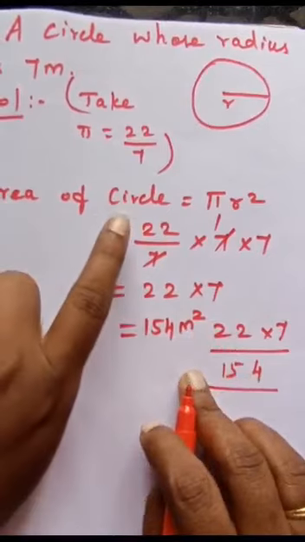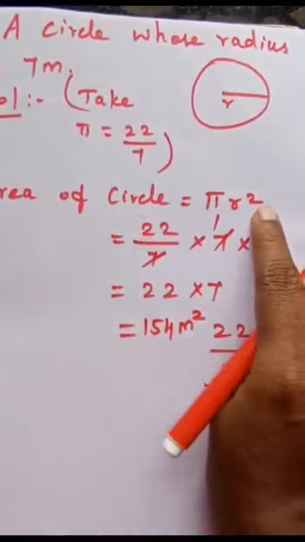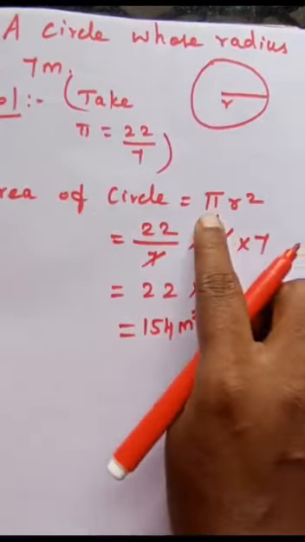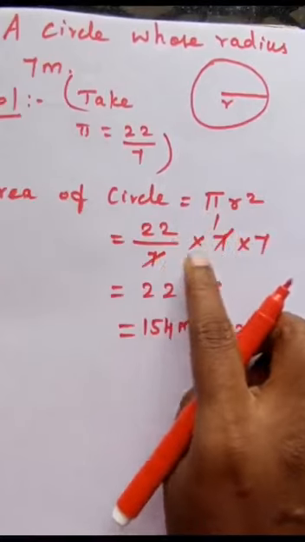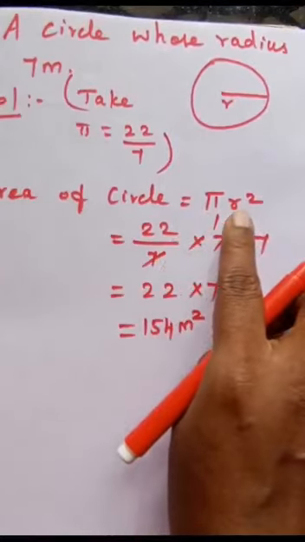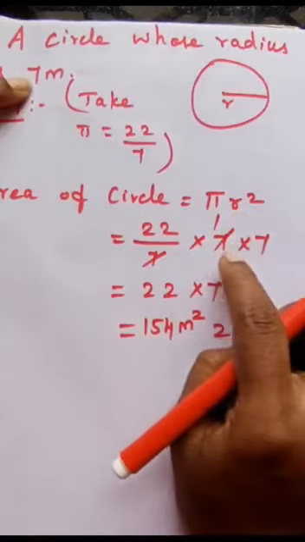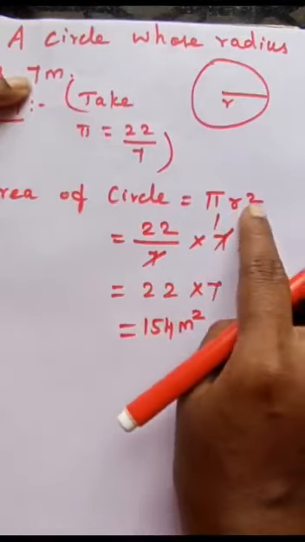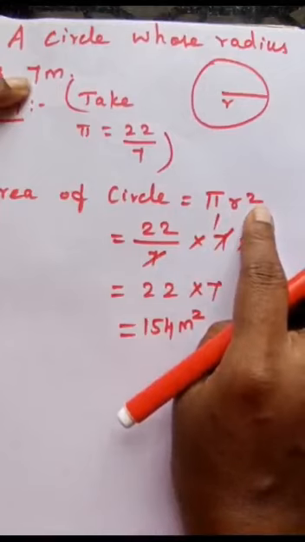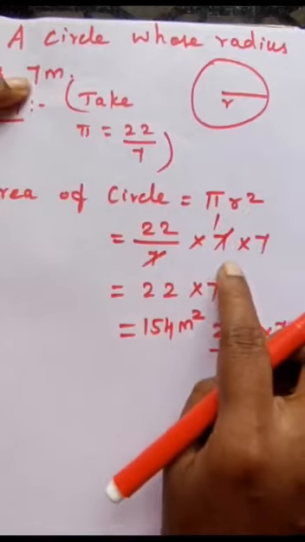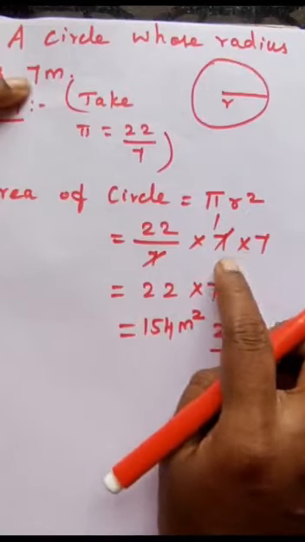Now area of circle is equal to pi r square. We have the constant value of pi, which is 22 by 7, and we should substitute the value for radius, which has been given already in our question, 7. So we should write it twice because the r value is mentioned in the formula as square. In that manner, we write 7 into 7.